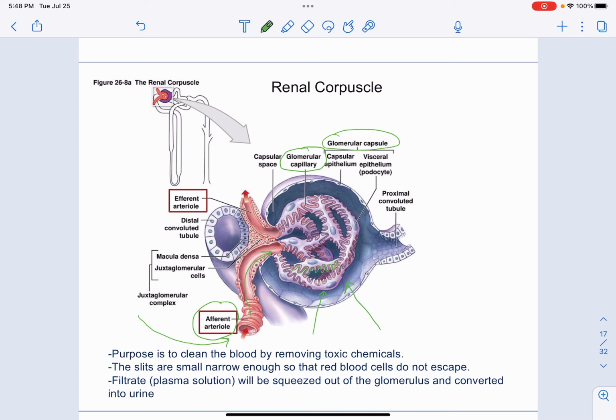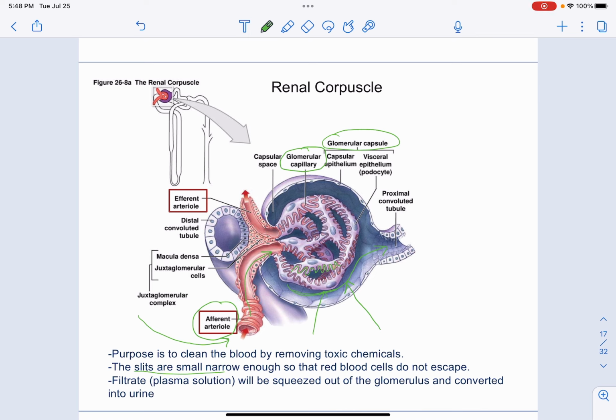All right, so what's going to happen? The blood is going to flow through there, and all of the things that we don't want in our blood are going to be removed. Those slits are narrow enough that big things like red blood cells don't escape. But small things are going to get squeezed out of the glomerulus and enter the capsule here. And then it's going to flow toward those tubules, the proximal convoluted tubule, and then the distal.